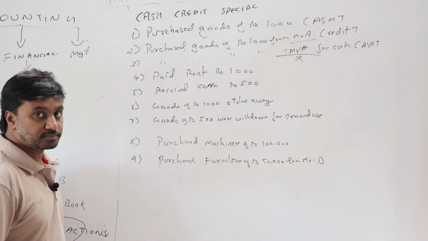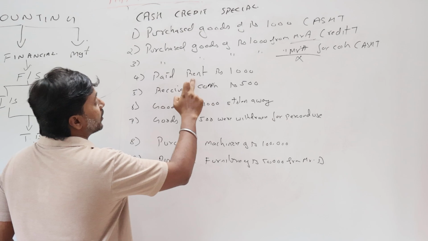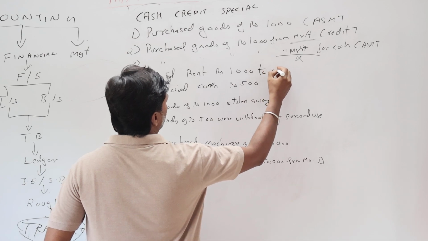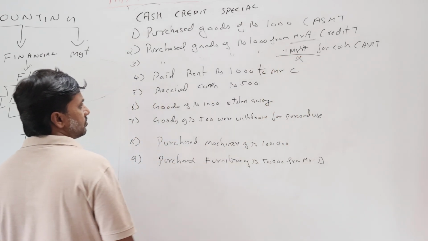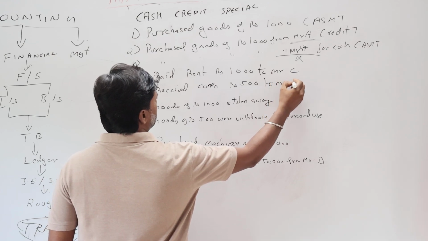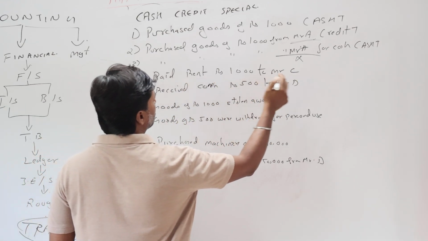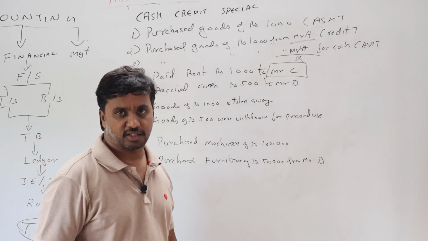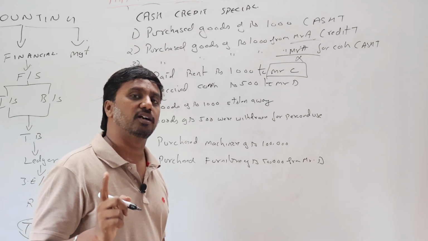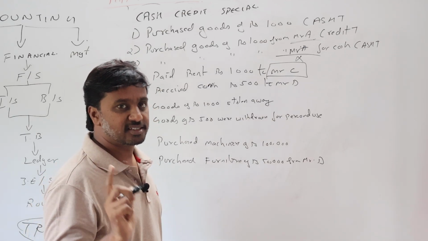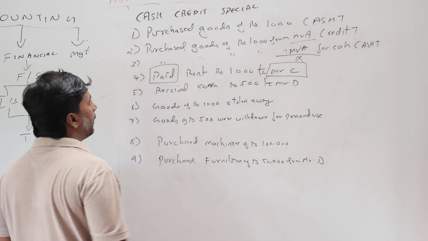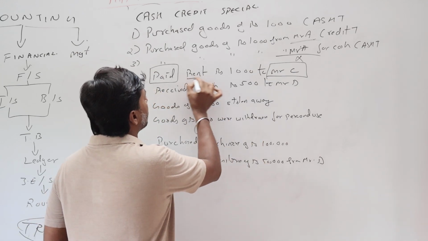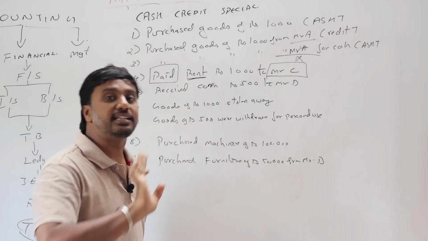Come to the fourth one. It's a googly. Paid rent rupees 1000 to Mr. C. The moment a name appears, the first thing that comes into our mind is credit transaction. But the English language comes into play over here, especially the tenses. The first word, paid, is what tense? Past tense. You have already paid the rent. You have already paid the money.